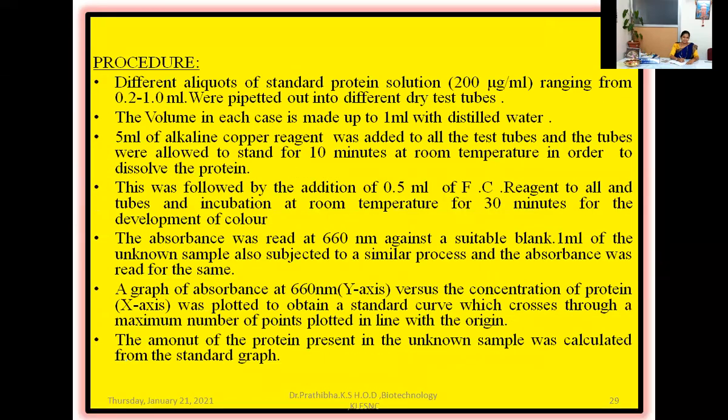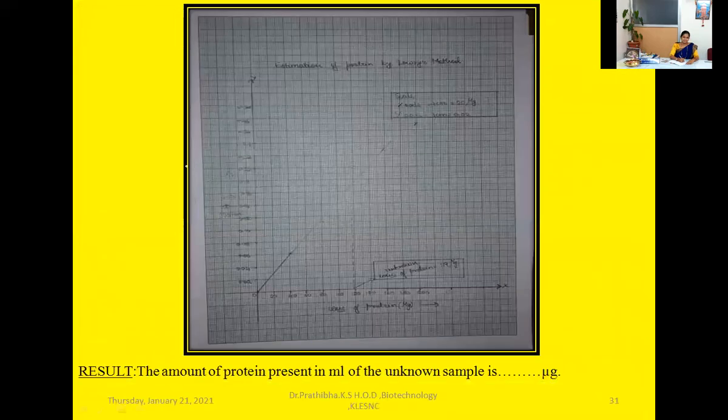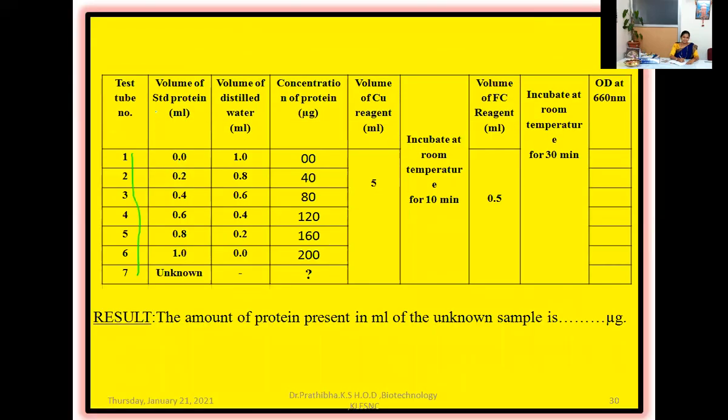Then you do not need to write this particular procedure in the examination, because as I told you, the tabular column itself is the procedure. Whatever is in the tabular column, this tabular column is the procedure. To perform this experiment, you need to take 7 dry test tubes. To all the 7 dry test tubes, you are first going to add the volume of standard protein.